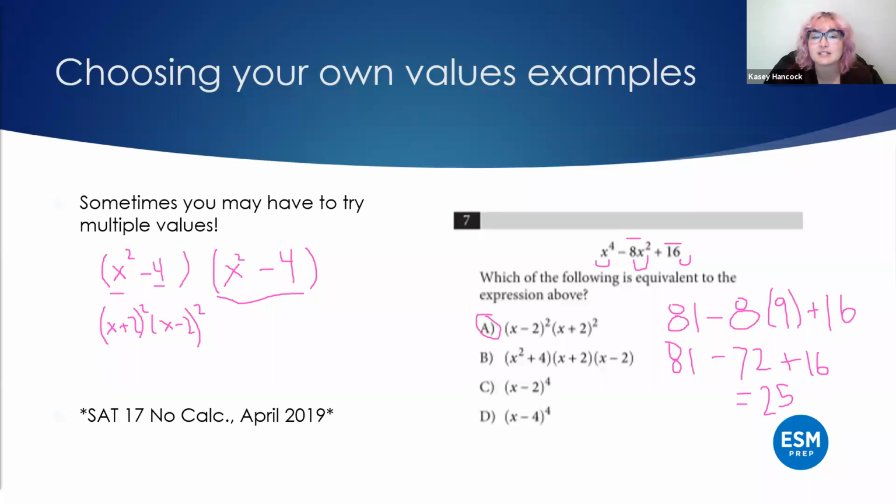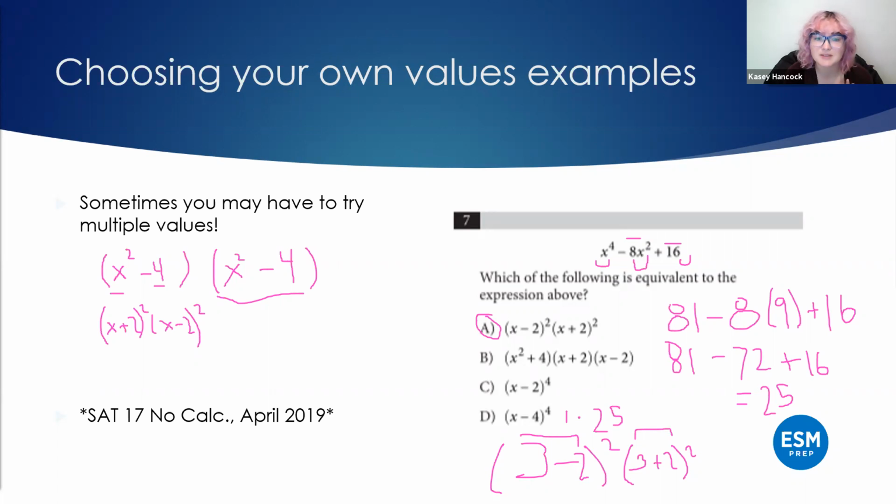Okay, and now let's plug 3 into the answer that we got. So we're going to get 3 minus 2 squared and 3 plus 2 squared, which will give us 1 squared, which is 1, times 5 squared, which is our 25. So we do indeed get the right answer there. So again, if we choose 3 as our own value, that gives us that A is the right answer.